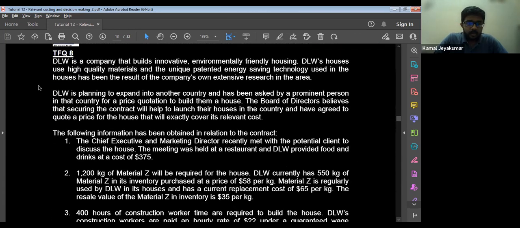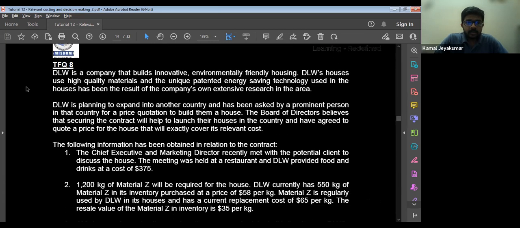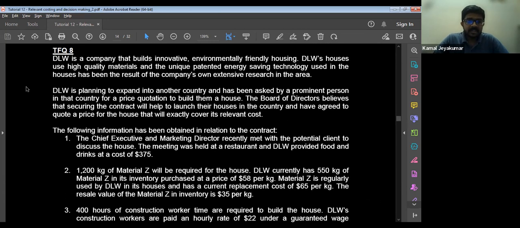Right, let's quickly take a look at TFQ8. TFQ8 is a long question. So I'll quickly read this, and one by one we'll discuss the scenarios. DLW is a company that builds innovative, environmentally friendly housing. DLW's houses use high quality materials, and the unique patented energy saving technology used in the houses has been the result of the company's own extensive research in the area. DLW is planning to expand into another country and has been asked by a prominent person in that country for a price quotation to build them a house.